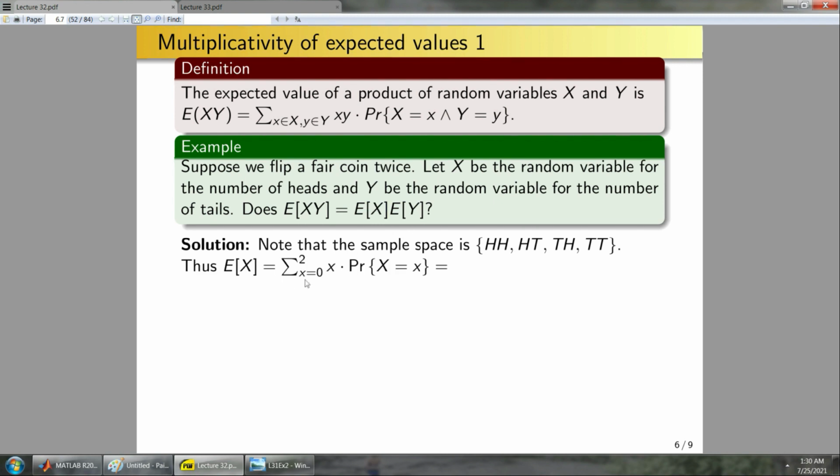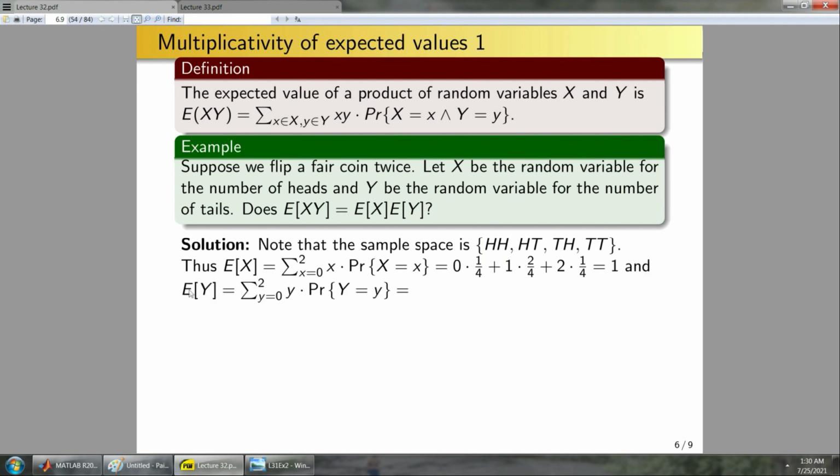So the expected value of X will be the sum from x equal to 0 to 2 of x times the probability that I have exactly x number of heads. So this would simply be this expression. So 0 times a fourth, that I have exactly 0 heads, 1 times a half, so that I have exactly 1 head, and 2 times a fourth, that I have exactly 2 heads. So if I compute this together, that simply gives me 1.